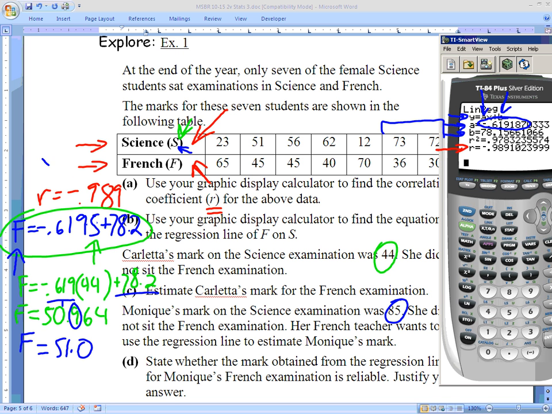The only other reason that we wouldn't like Monique's prediction is if our R value is poor. But our R value is great. Even though it's negative, it's a very strong negative correlation. And so that's not the problem. The problem is that the 85 is outside of the data range. So it's not reliable, and the reason is because 85 is outside of the data range.